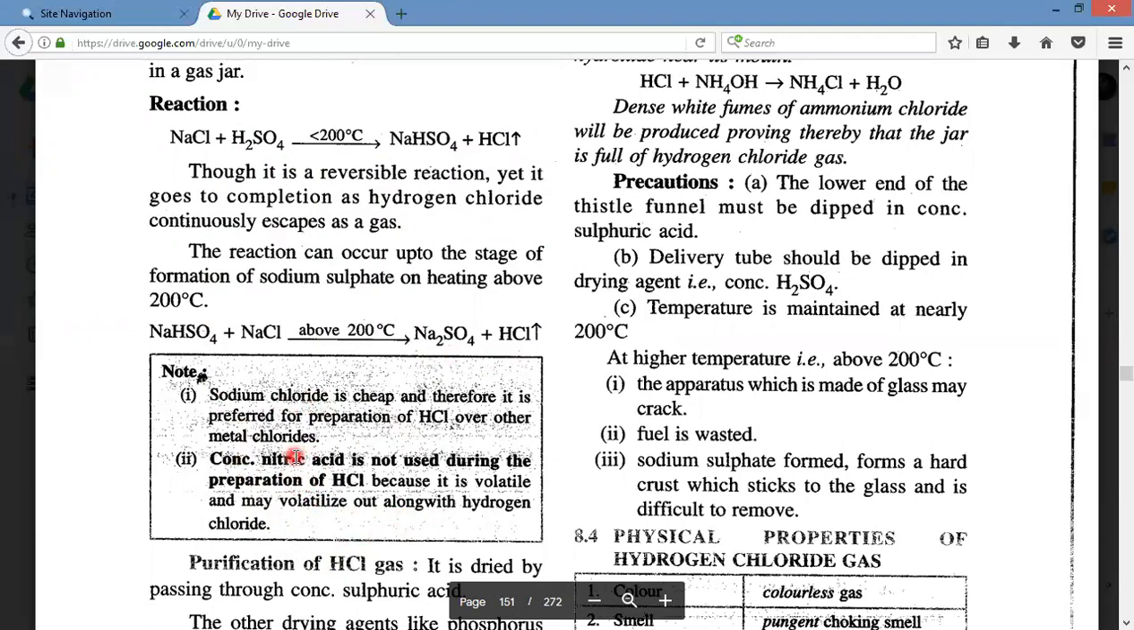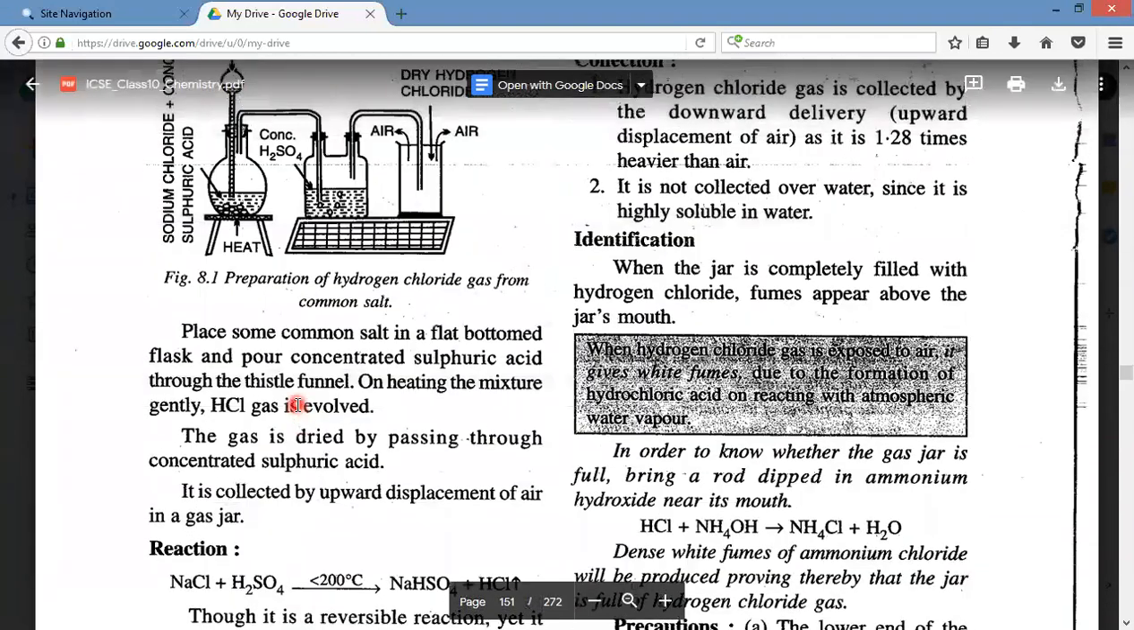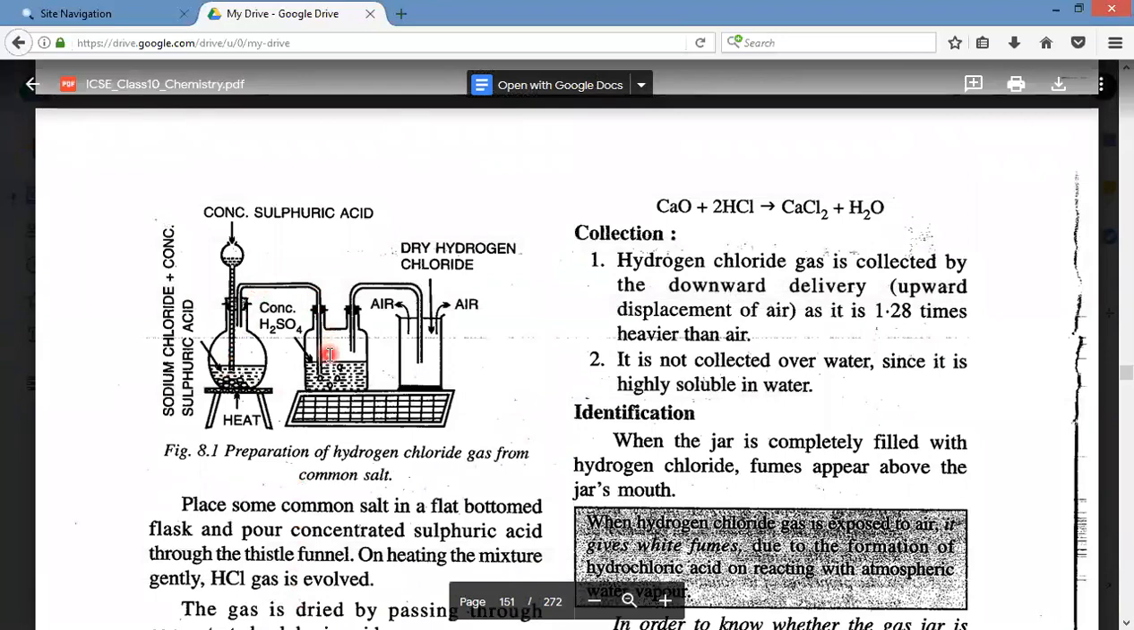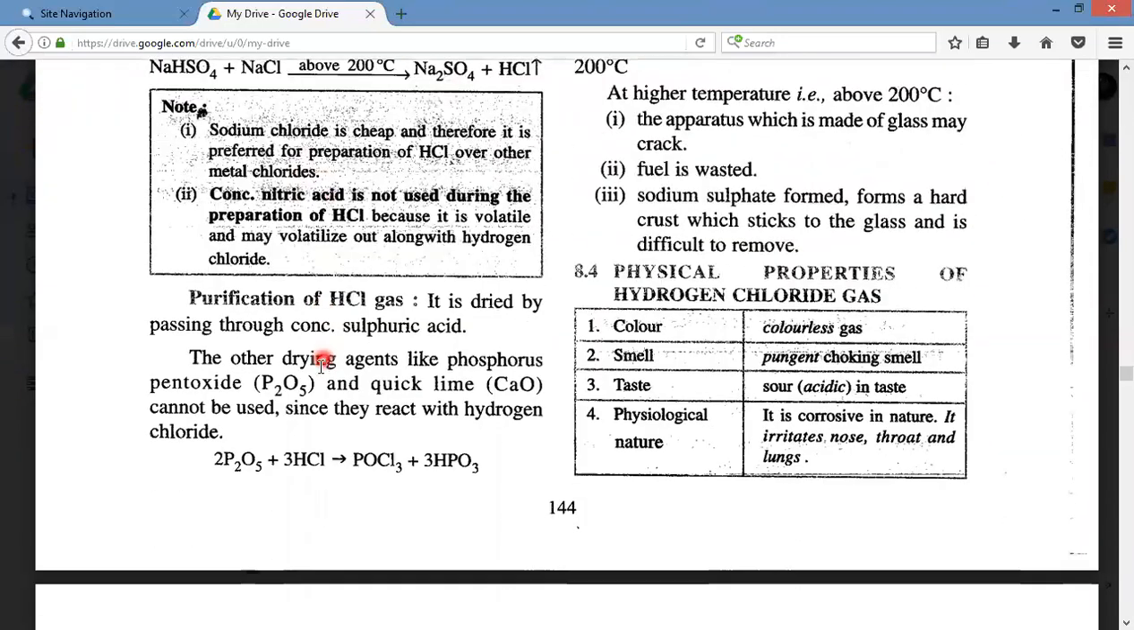This gas, which is formed here after the reaction, after the effervescence, has to be purified. For the purification, we are using concentrated sulfuric acid. Other drying agents we could use, like phosphorus pentoxide and quicklime, that is calcium oxide. But we are not using them because both are reactive with the hydrogen chloride, and if they react with it, then we can't get the hydrogen chloride.